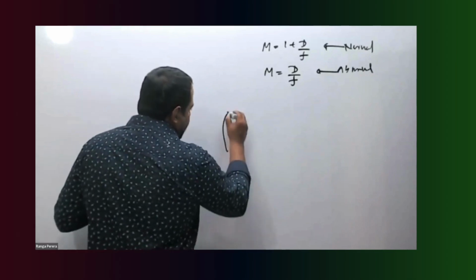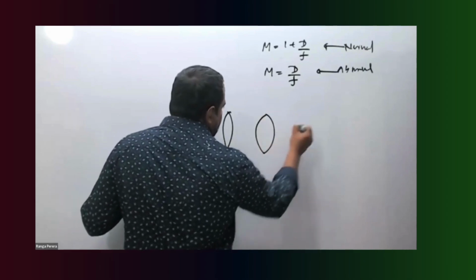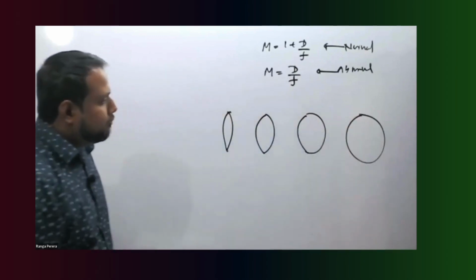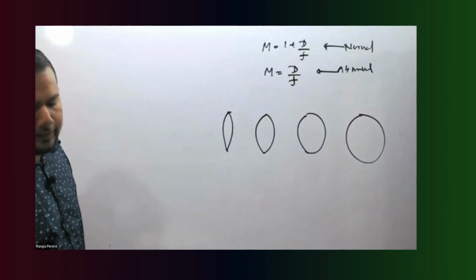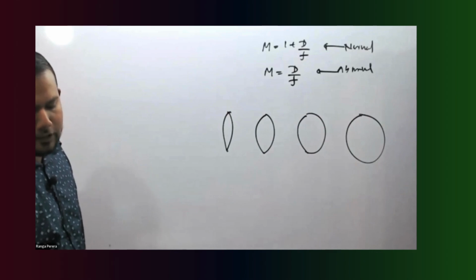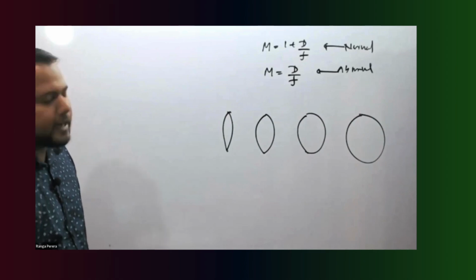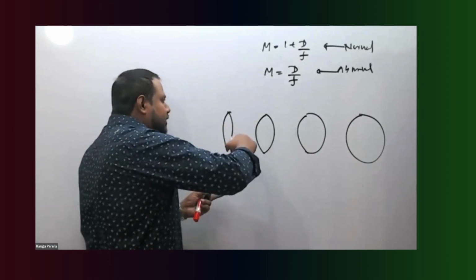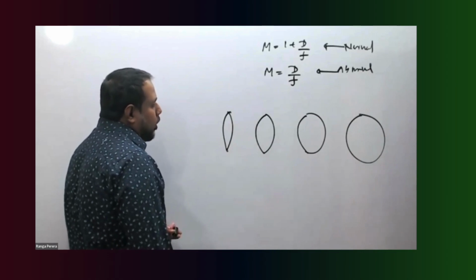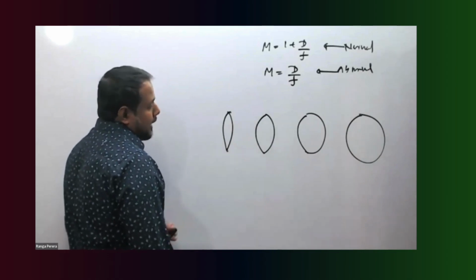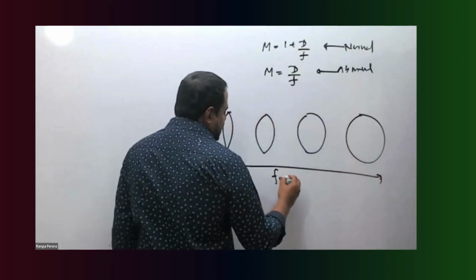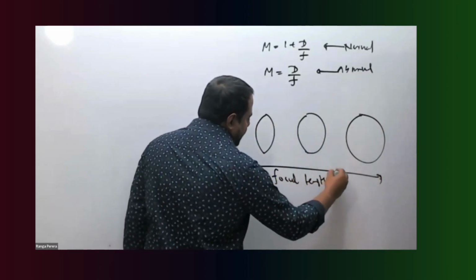When you reduce the focal length, what happens? What happens to the thickness of the lens? That increases. Because to reduce the focal length, we have to reduce the radius of curvature, or increase the curvature. Then the thickness of the lens would increase.